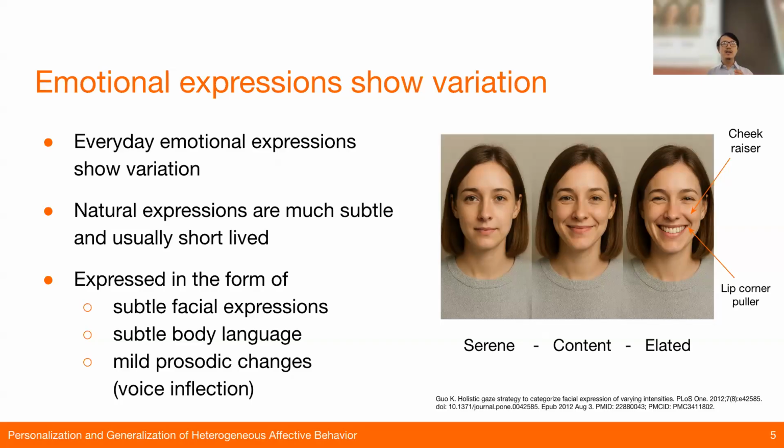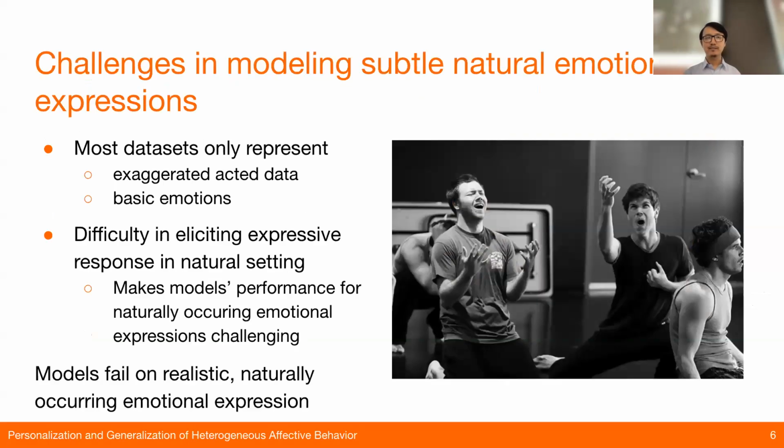However, when you look into it, most of the natural expressions are much more subtle and much more short-lived as well. So what challenges does the subtlety of human behavioral expression arise? Based on most of the literature and most of the corpora that we look into, they consist of actors and directors. So usually data collection, they hire actors and ask them to act certain emotions. However, those acted emotions are mostly exaggerated and they do not represent the actual natural expression. So most of the models that work on that kind of expression usually fail on realistic and naturally occurring expressions.